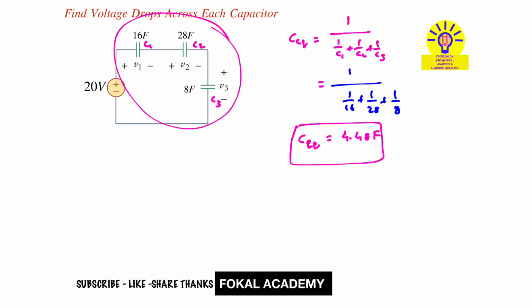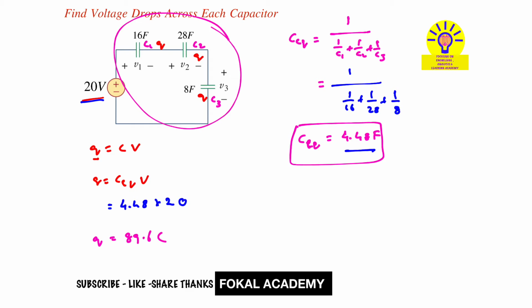Here we want the voltage drops, that is V1, V2 and V3. But the capacitors are in series, which means the charge is the same. So let the charge be Q at each capacitor. Now how can you find the charge Q? We know the charge, voltage, capacitance relation is Q equal to CV. Here we want the charge for the overall circuit, that means Q equal to C equivalent into source voltage. C equivalent is 4.48 farads and source voltage is 20 volts, that is 4.48 farads into 20 volts. By simplifying this, we get overall charge equal to 89.6 coulombs.